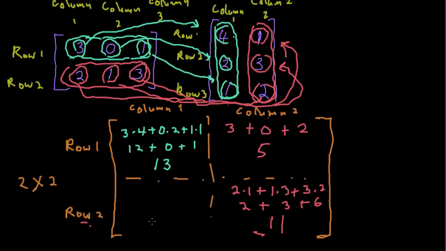I'm rushing through these. And let's do row 2, column 1. So row 2 and column 1, that would be 2 times 4 is 8, and then plus 1 times 2 is, and I hope you're seeing where I'm getting all these values. 1 times 2 is 2, plus 3 times 1 is 3. Add those together and we get 13 for that entry.